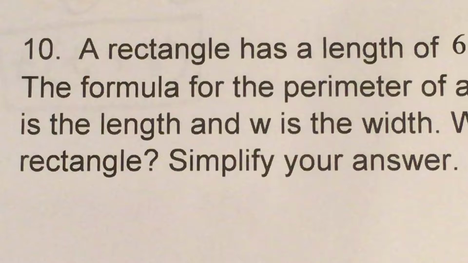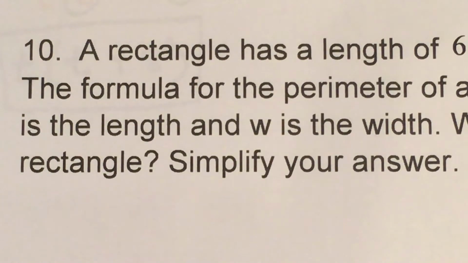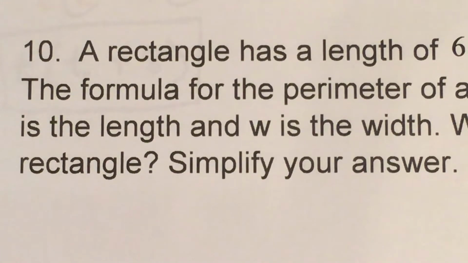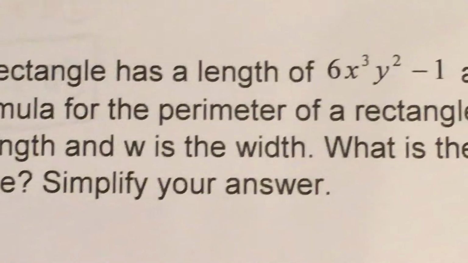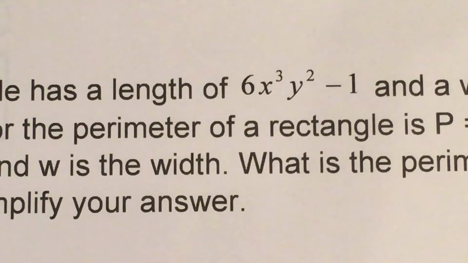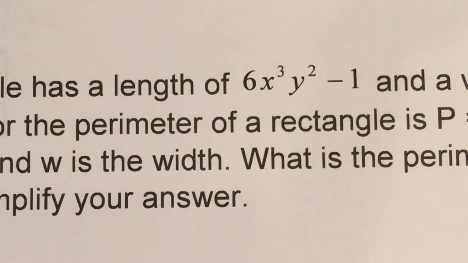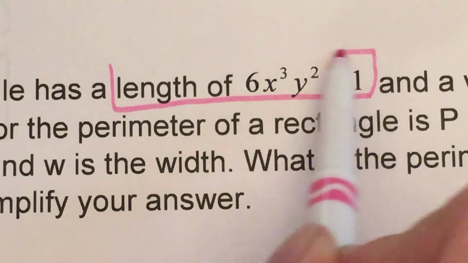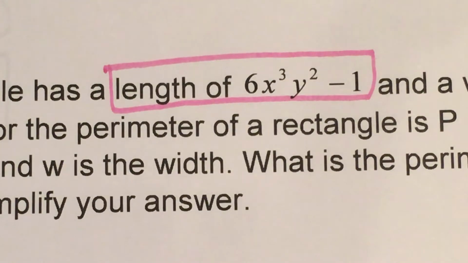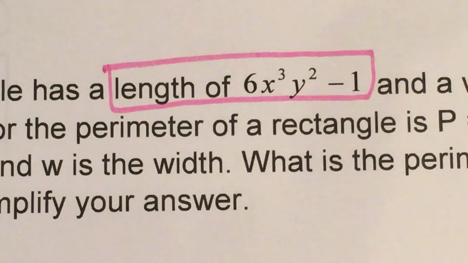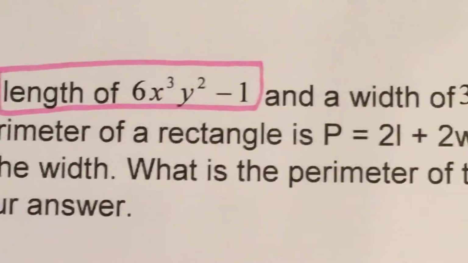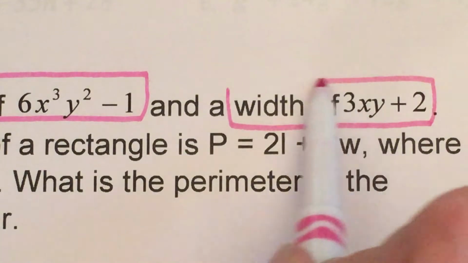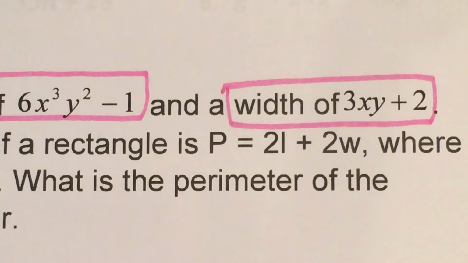All right, we're going to do number 10. I'm going to let you do number 9 on your own after we do number 10. So let's do number 10 together. A rectangle has a length of 6x cubed y squared minus 1. Ooh, that's big. Let's go ahead and box that up. I just have a feeling that we are going to need that. And then it also has a width of 3xy plus 2. Yeah, I got a feeling we're going to need that also.